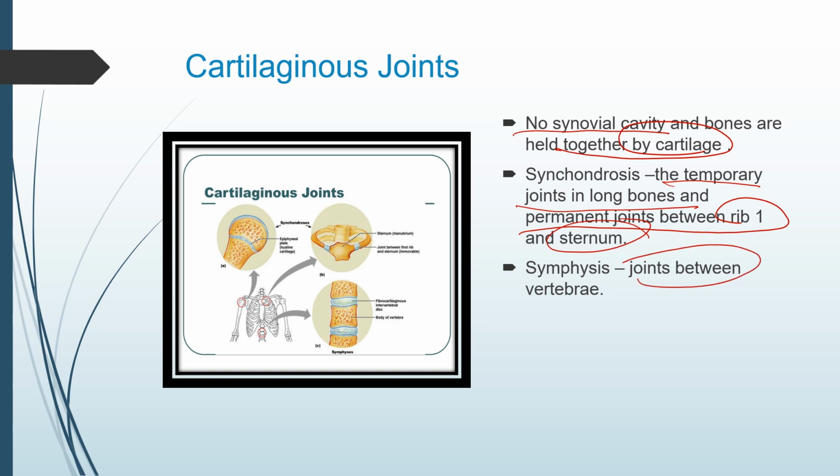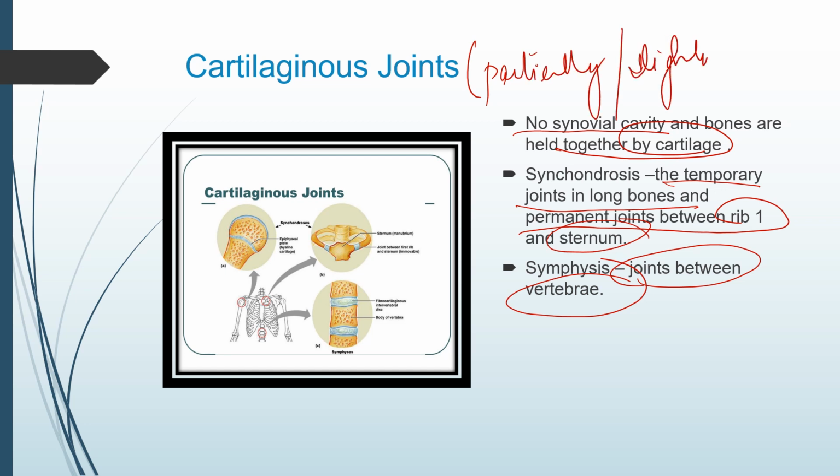So the joints between the vertebrae, which are also bound with the cartilage, are partially movable or slightly movable, we can say. These are slightly movable or immovable joints. They are very slightly movable or immovable joints. They are actually present in between the vertebrae. They are also present in between rib one and the sternum.